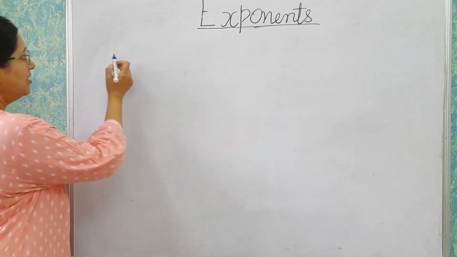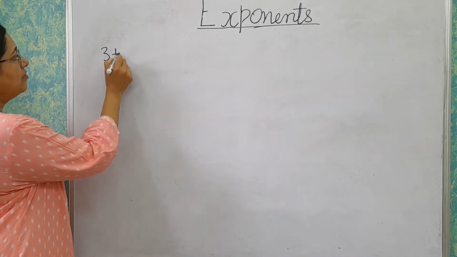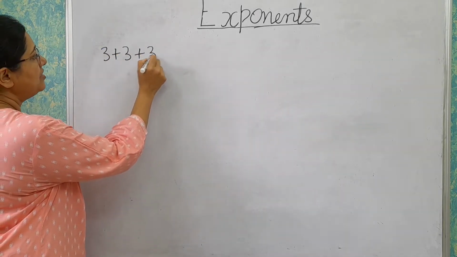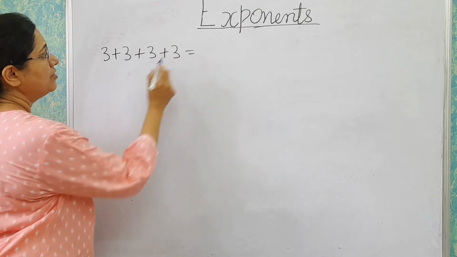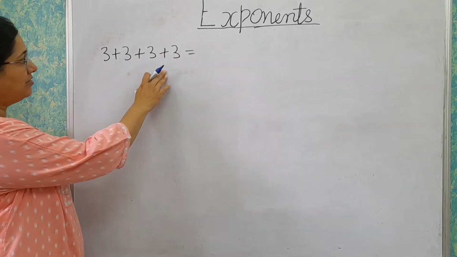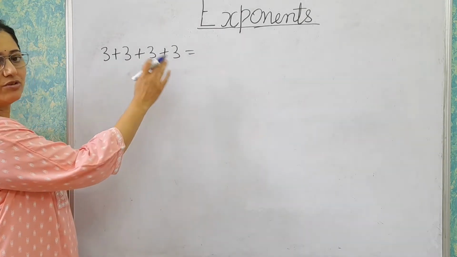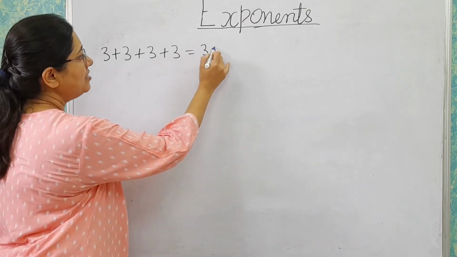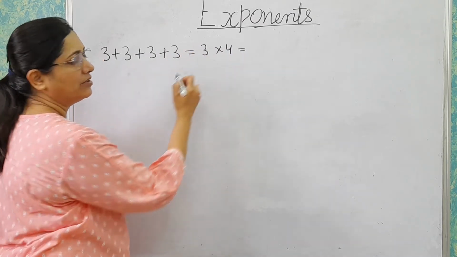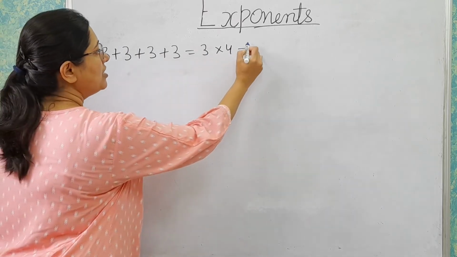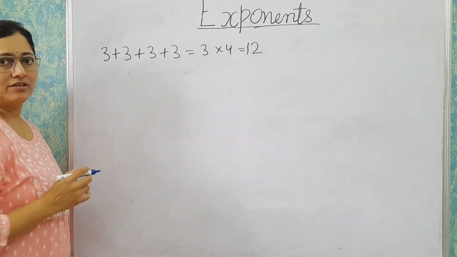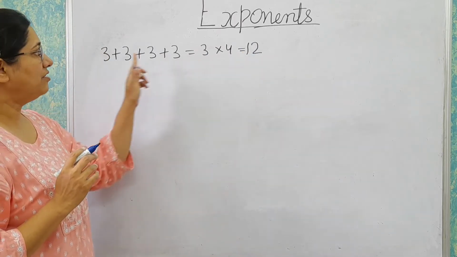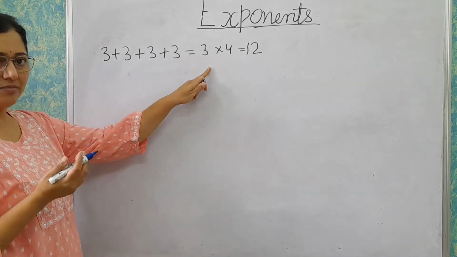For example, if I am adding 3 plus 3 plus 3 plus 3, for how many times have I added 3? For 4 times. So I can write it as 3 multiplied by 4. And what is the answer? 3 fours are 12. So this is multiplication. Repeated addition is called multiplication.